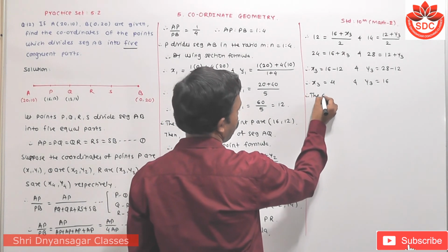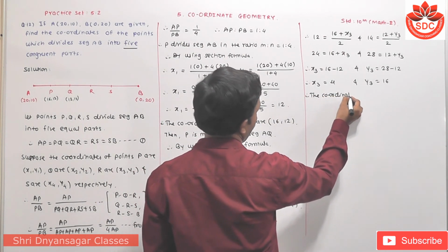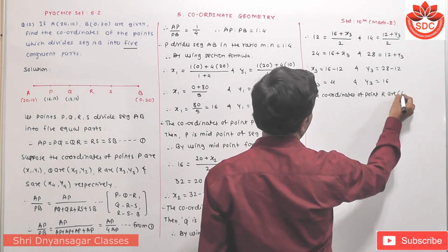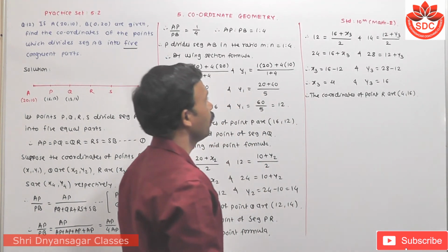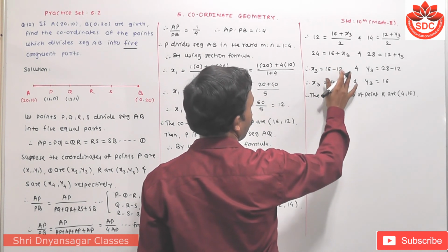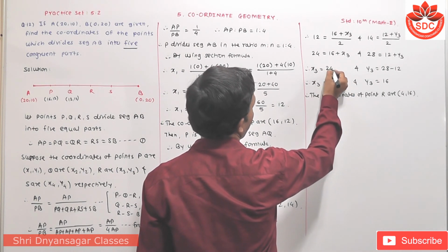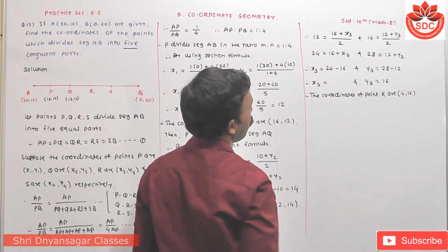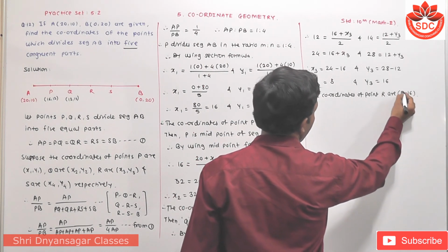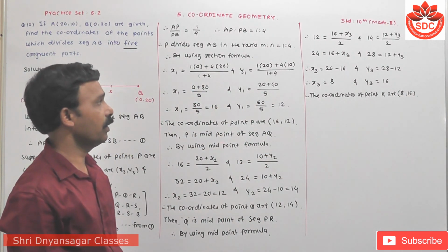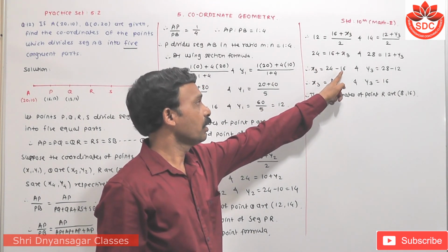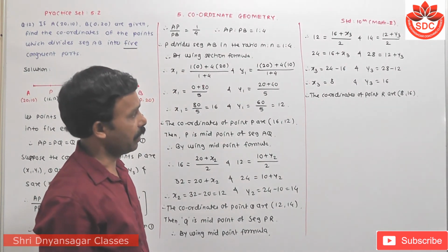Therefore, the coordinates of point R are 4 and 16. Sorry, here I have to write x3 is equal to 24 minus 16. Sorry, 24 minus 16 becomes 8. So the coordinates are 8 and 16. Sorry, look at here again: transposing, it converts to 24 minus this 16, it becomes 8 here.